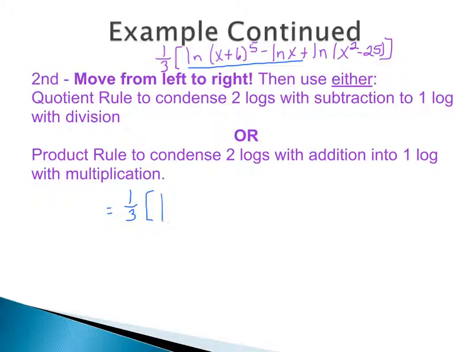So I'm going to have 1 natural log, and then we're going to make this into our quotient rule. So our first log, that x plus 6 to the 5th, will be our numerator. And then our denominator will be what we got from our second log, which would just be x. So those 2 logs disappear, and using our quotient rule turn into 1 log, which means I still have this plus natural log of x squared minus 25.